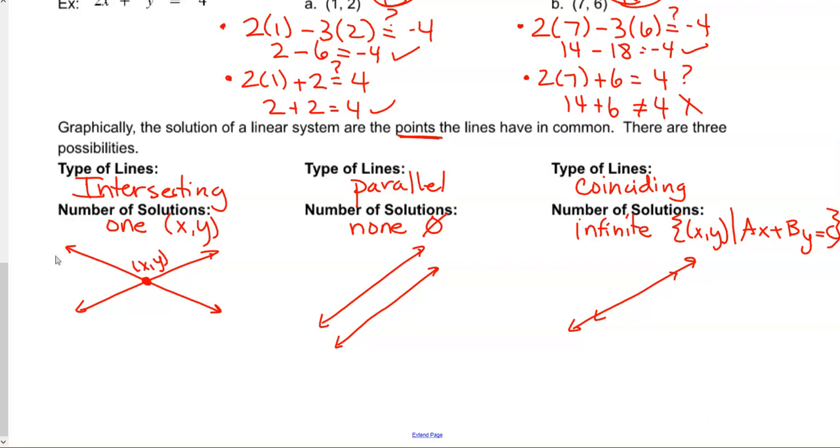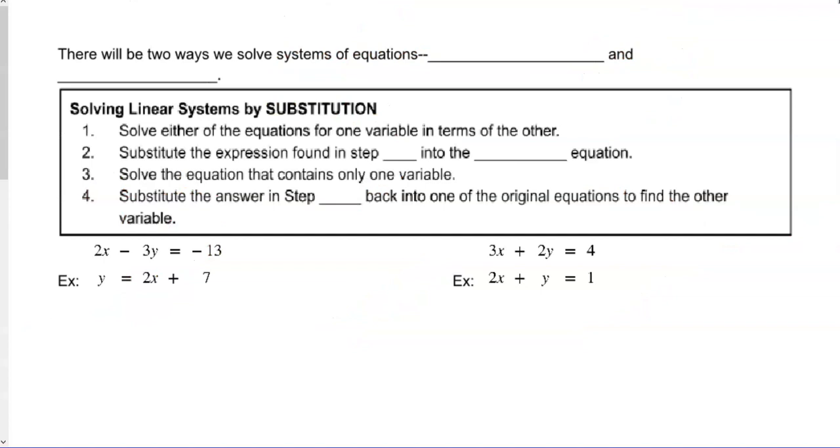So again, like I said, most of the time we're going to work in this intersecting line system where we have one exact point that will be our answer for our problem. Now, there are going to be 2 ways that we solve these systems, and one way is by substitution, and the other way is by the addition method. Your book refers to it as the addition method. Some of you may have heard this as elimination. I like that one better because we're eliminating a variable when we are doing that.